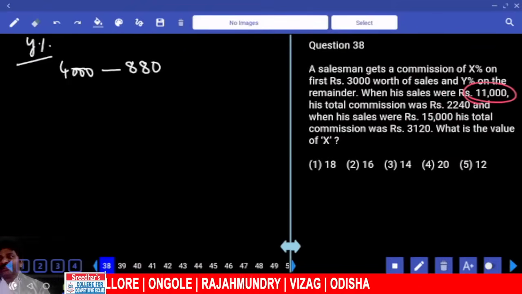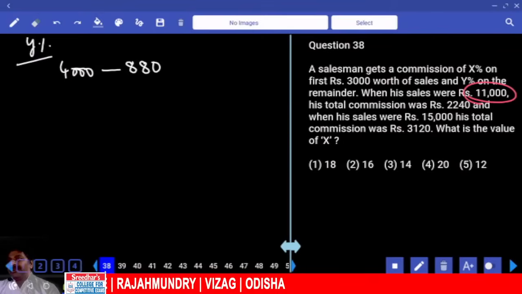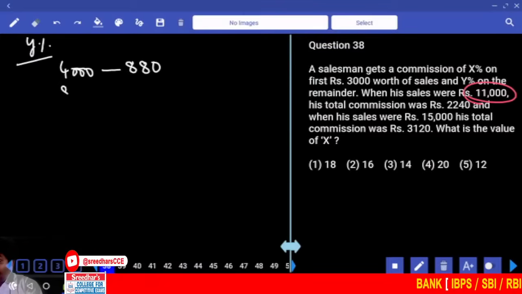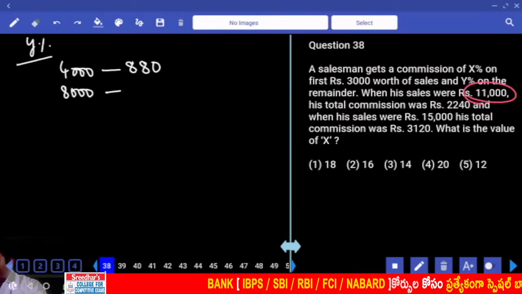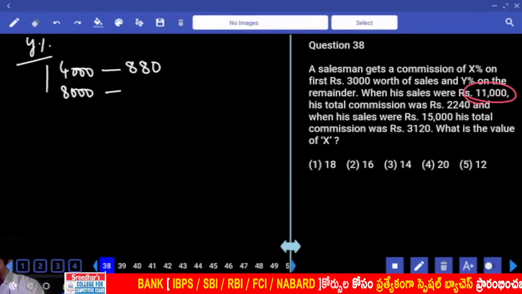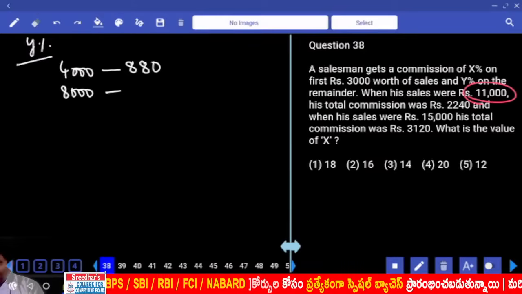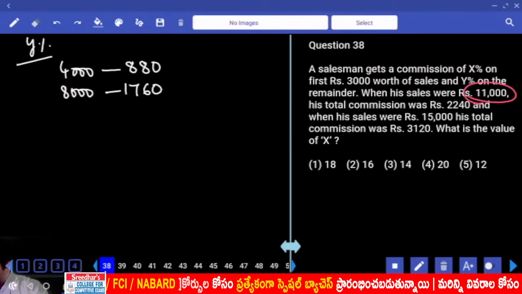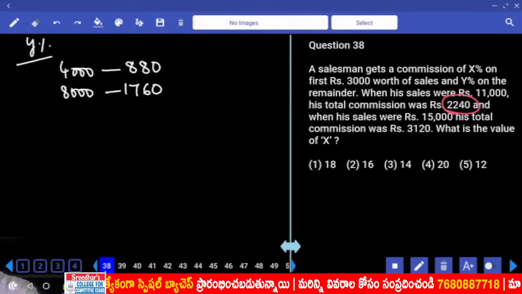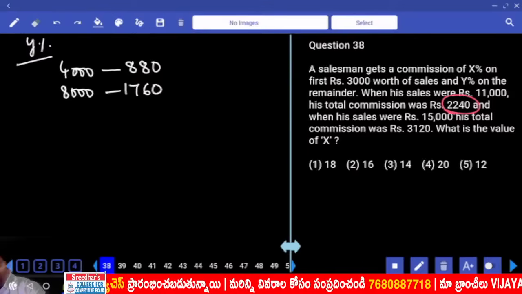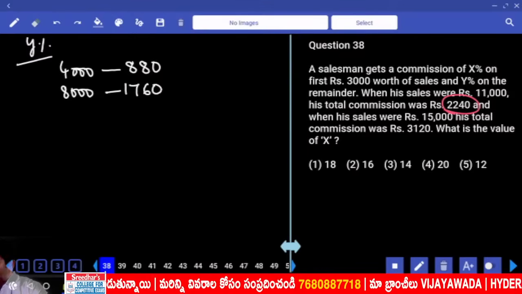If you consider your first day sale, out of 11,000, X percentage you will get on how much money? 3,000. Leaving 3,000, how much more you have? On 8,000 you are going to get Y% only. Earlier if it was 4,000, you are getting 880, but now your sale is 8,000, which is exactly double, right? 880 double, 1760. So on your first day commission, 2,240, 1760 rupees is towards Y% commission only. Whatever is the balance, that is on X%.